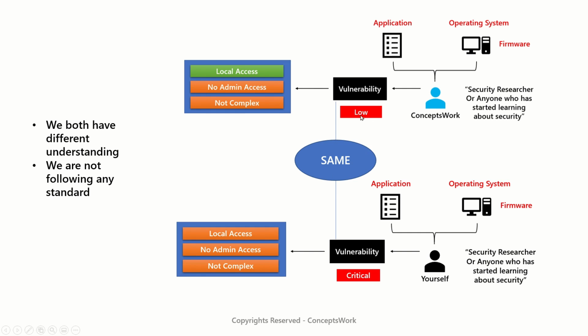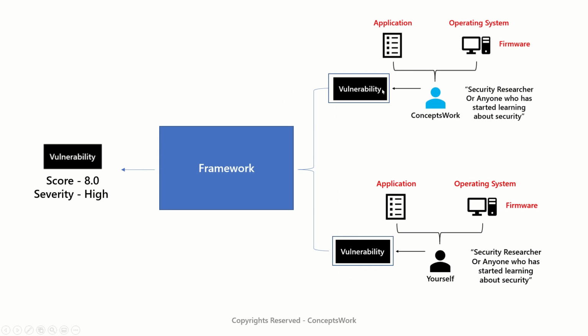Now, what if I say that there is an industry standardized framework that we both can use to calculate the numerical value of this vulnerability based on its characteristics, which in turn will help us to categorize the severity of the vulnerability. And this information will be common between both of us. Now, this framework, which helps you to calculate the severity of a vulnerability based on its characteristics, is termed CVSS, also known as Common Vulnerability Scoring System.